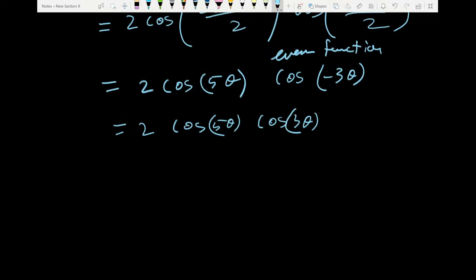Sine is an odd function, where the negative comes out. For the even function, the negative sign goes away. Okay, this is it.